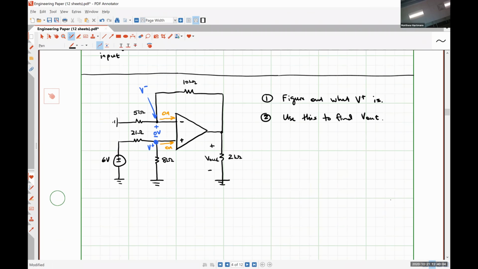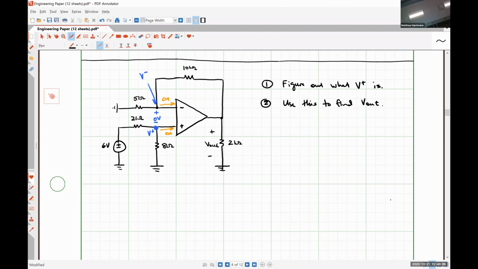So let's start with step 1, figuring out what V plus, the voltage at the non-inverting input terminal, is. Does anybody have any idea how we might go about doing that? KCL, okay. Explain yourself.